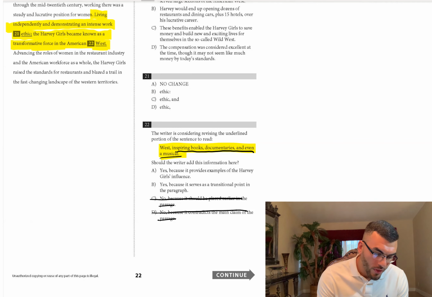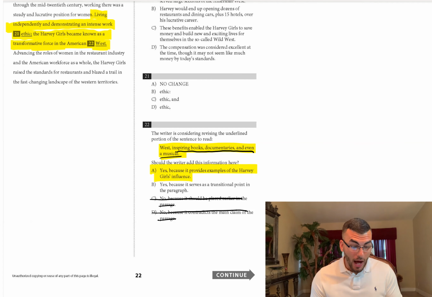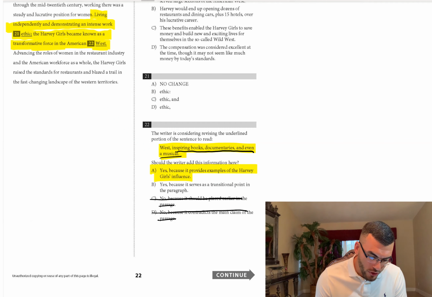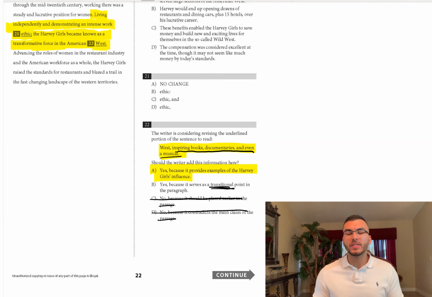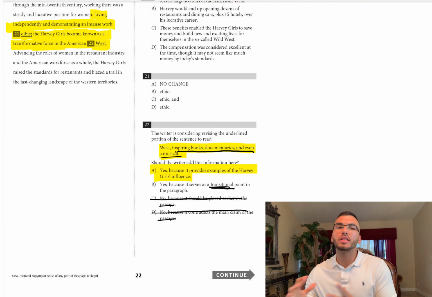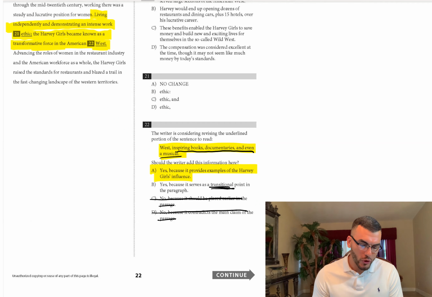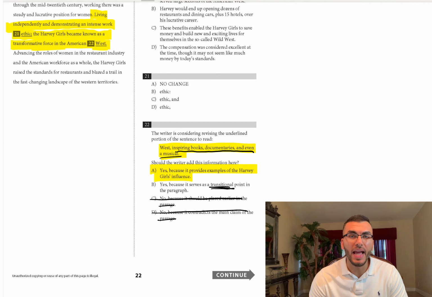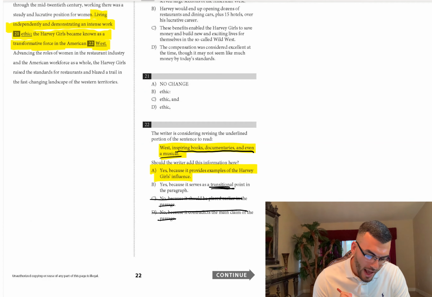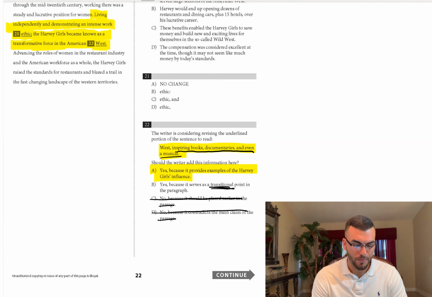So between that, the best answer is A, because it does provide examples of their actual influence. It doesn't serve as a transitional point in the paragraph because we're not transitioning to something completely different. We're further continuing and explaining the role that the Harvey Girls had on the American West, that they even inspired those things. So choice A provides the examples of their actual influence. That's why A is the best answer to add that information right there.